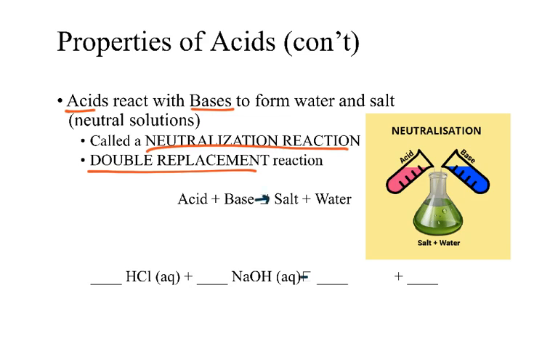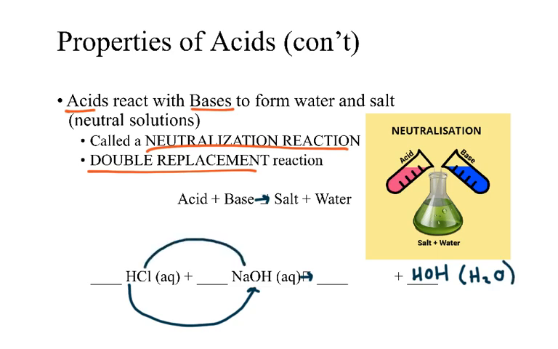So let's put our arrows in here because it doesn't carry over. When we have HCl reacting with NaOH, our hydrogen is going to come in and react with our hydroxide group and form HOH, or H2O. And then our chlorine is going to come over here and bond with our sodium, and we're going to have sodium chloride.